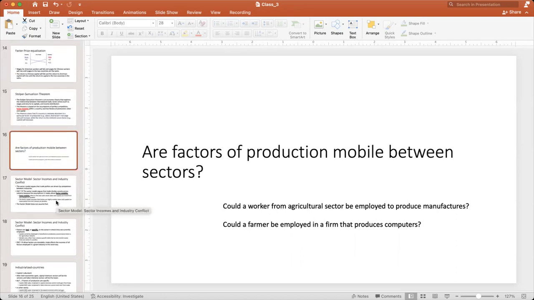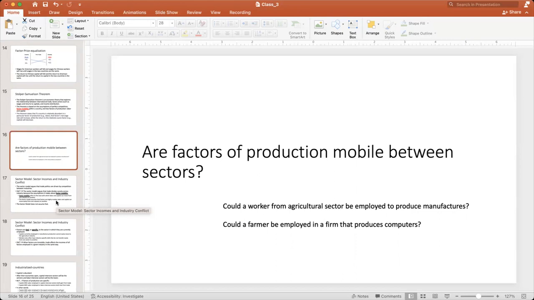So, okay. The answer is no, of course not. Why? Because the skills and the human capital are different. The requirements of human capital are very different from one sector to another. It is very difficult to adapt skills to produce agricultural goods versus manufactured goods. A person who is very skilled at farming, at growing plants and so forth, would find those skills very difficult to transfer to producing computers or coding programs.